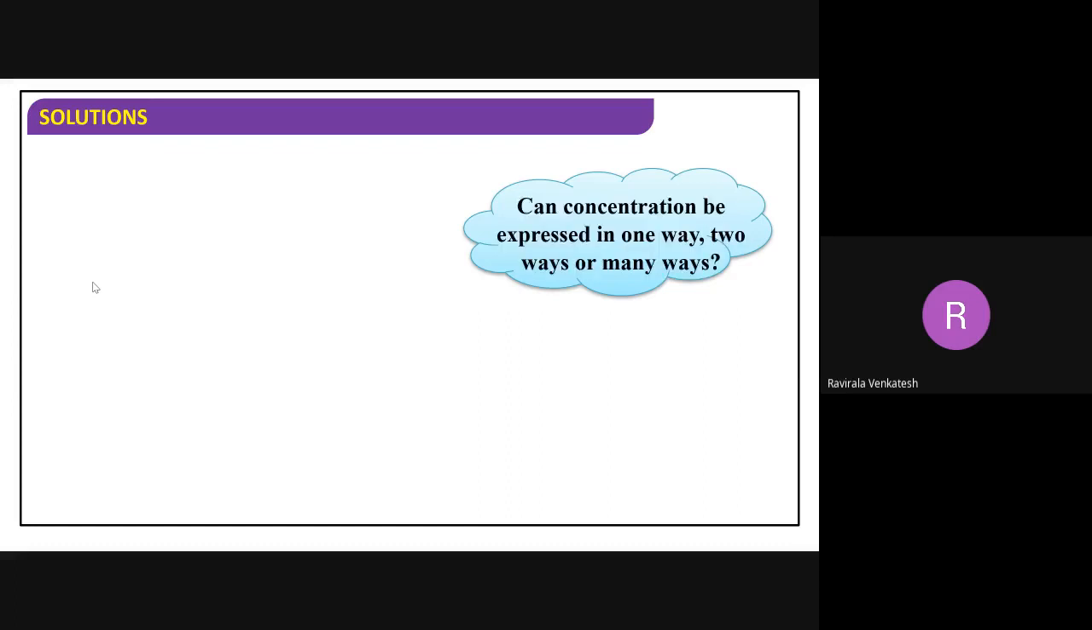Now, can the concentration be expressed in one way or many ways? How many ways are there? Anybody? Sir, only one way. Only one way? There are many ways.